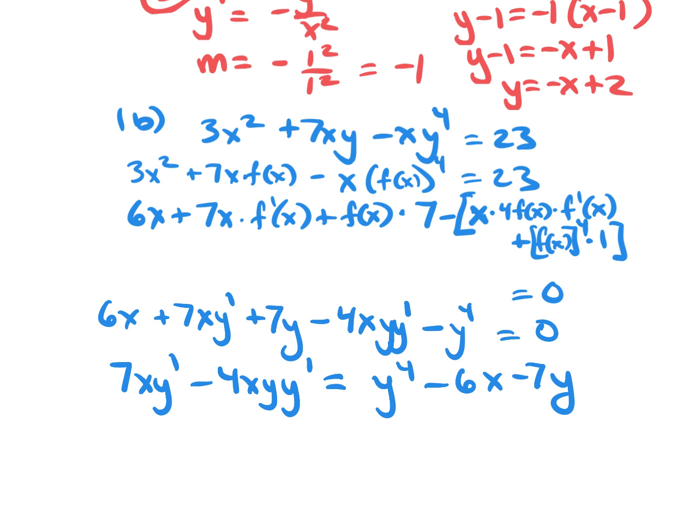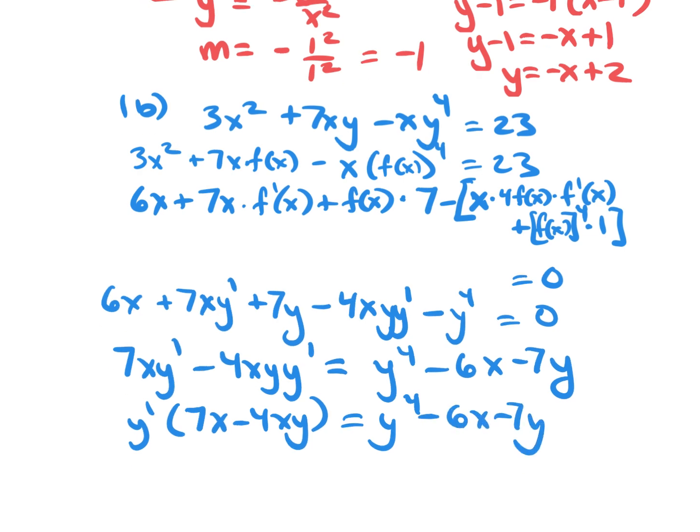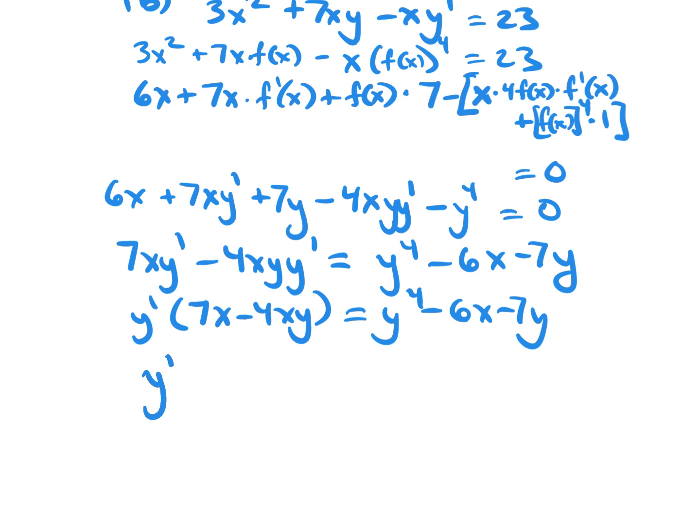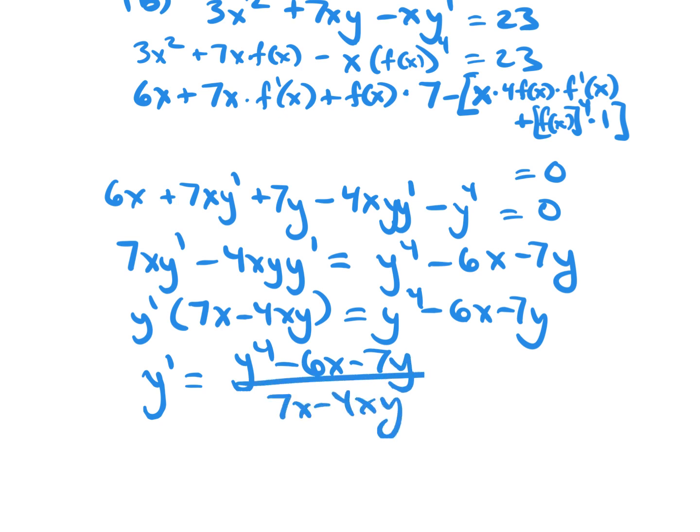And how do we isolate y prime? We'll just factor it out. So when I factor it out of those 2 terms, I'm left with 7x minus 4xy. Right side hasn't changed. And then to isolate y prime, we just divide. So y prime is y to the fourth minus 6x minus 7y over 7x minus 4xy. Hooey, these are detailed. Okay.